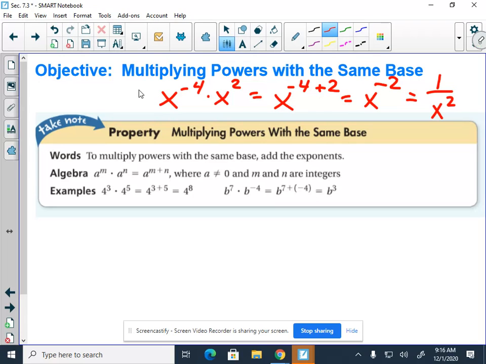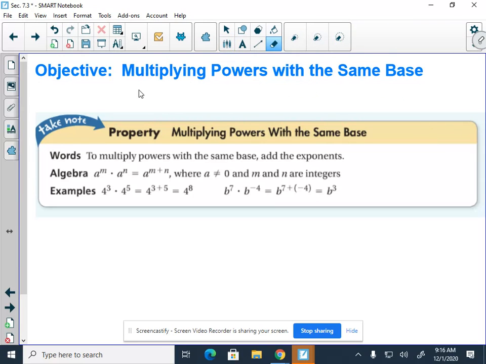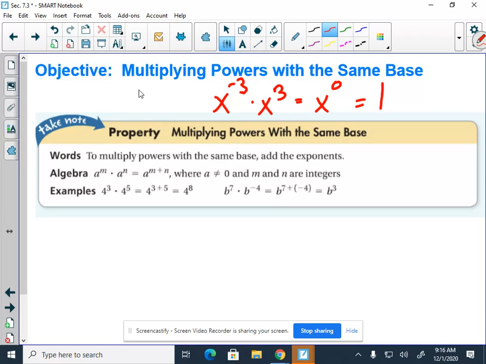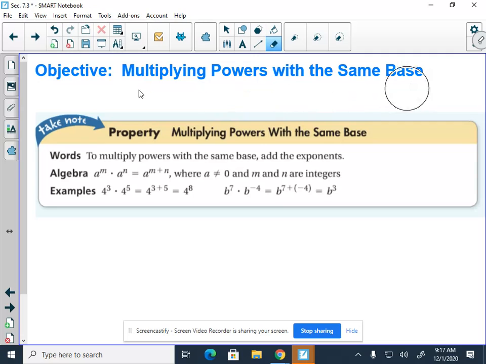We also had this in the last lesson. x to the negative 3 times x to the positive 3 would be x to the 0, because negative 3 plus 3 is x to the 0. But anything to the 0 power is 1. Just the number 1, not x to the 1. So we did a lot of that on the worksheet. But now something different today.